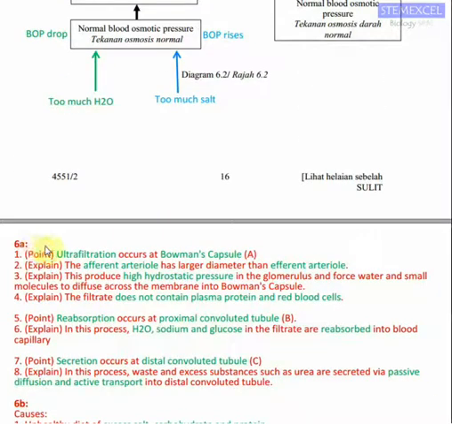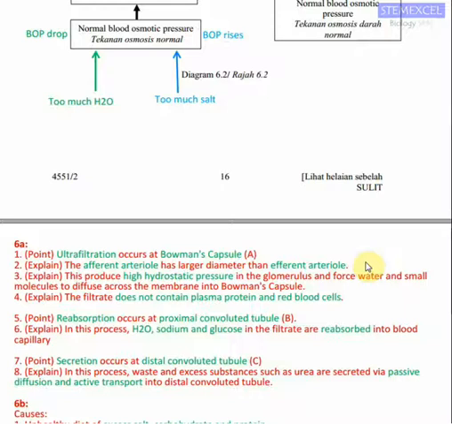So 6A. So the first point you can put, because they are A, B, and C, so you're given 6 marks, so you can have 1 point, 3 points followed by 3 explanations. So the first one is, you can say ultrafiltration occurs at Bowman's capsule, and then followed by your explanation. So 1, the afferent arteriole has larger diameter than the efferent arteriole. So remember this point, afferent is larger than efferent.